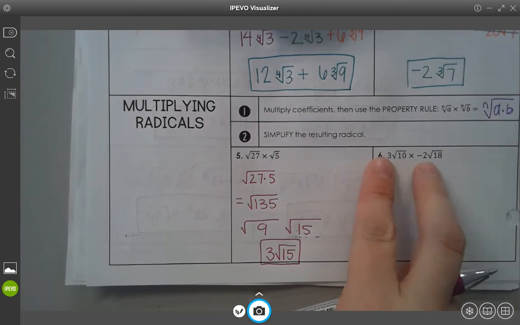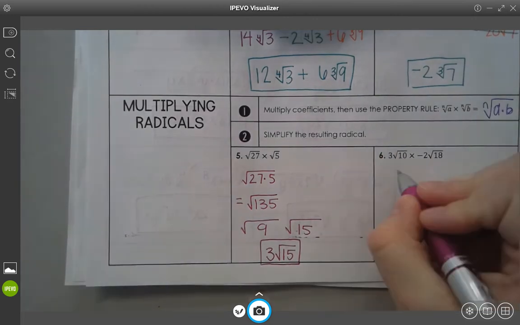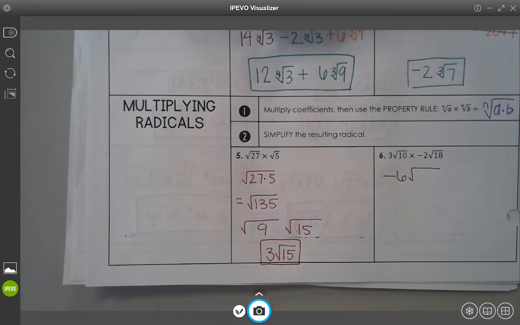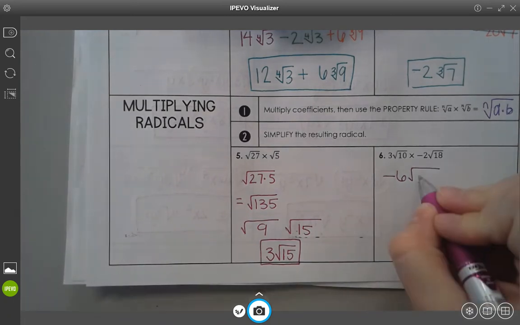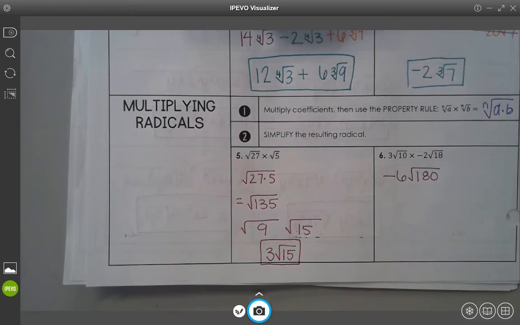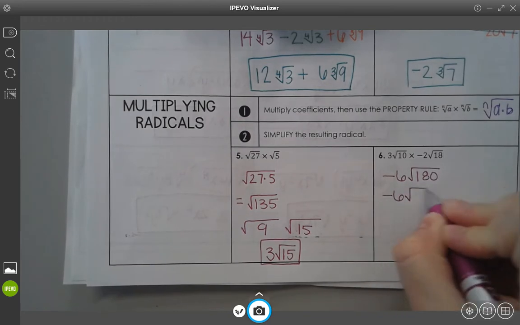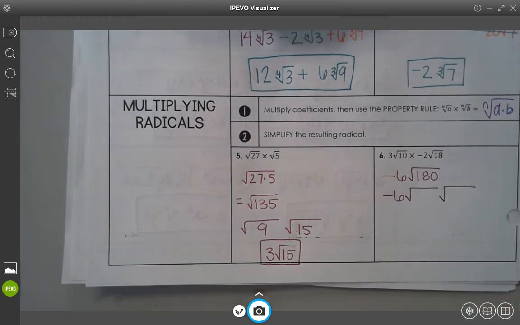Number 6, we multiply the numbers outside, and that's negative 6. And you multiply the numbers inside. What's 10 times 18? 180. Do you not bring that negative, the outside negative, just with the outside number? Yes. And so this is negative 6 times some square roots.